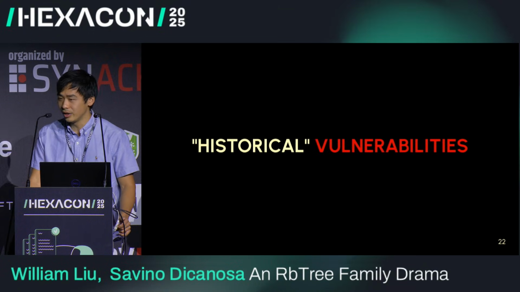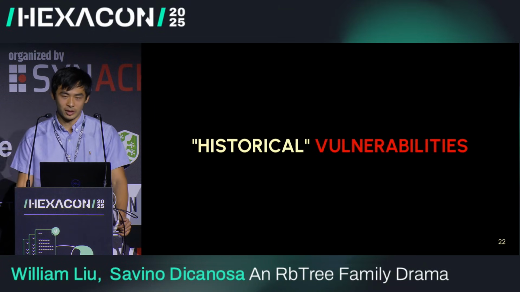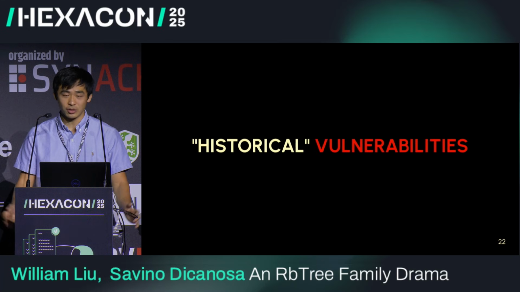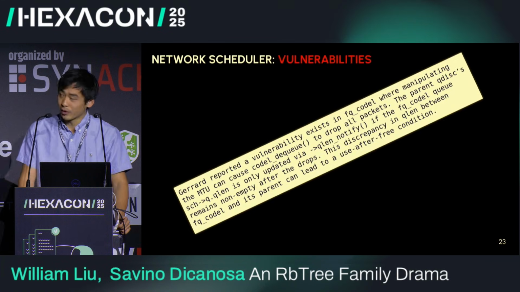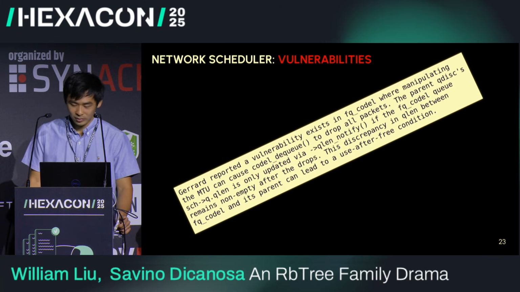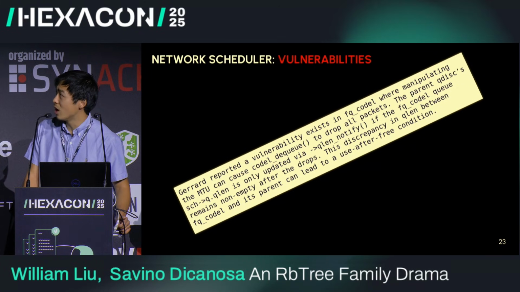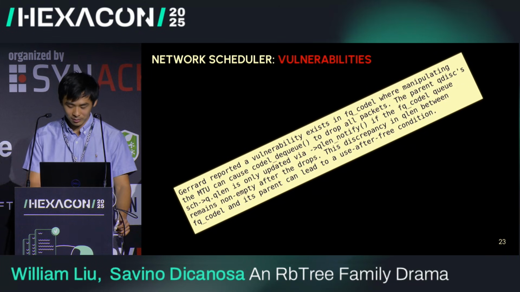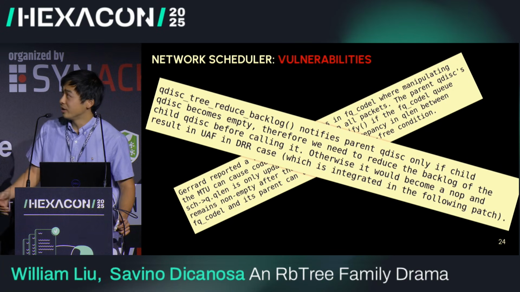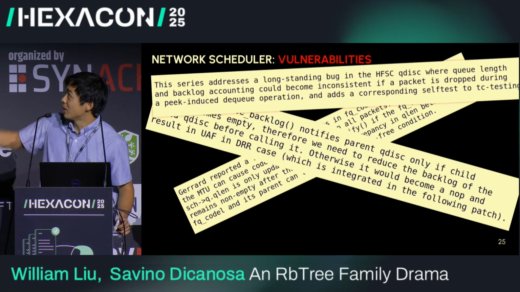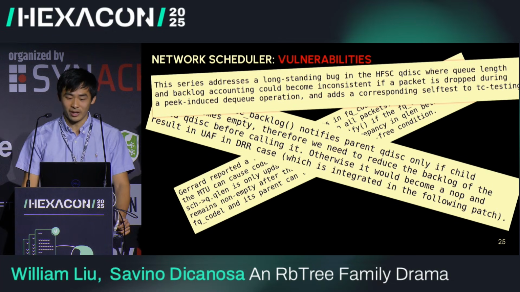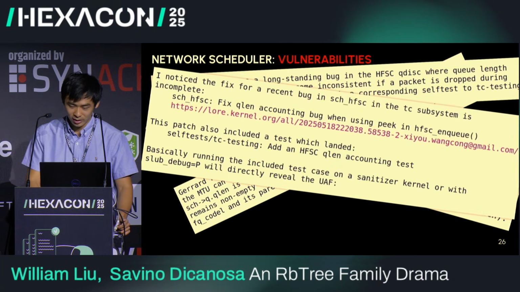So let's take a look at some of the historical vulnerabilities that the NetGet system has had. These are all snippets from the mailing list. The first one, there's a discrepancy between the parent and the FQ CoDel QDisc, and it causes a use after free. Another one, in this case, another use after free in the DRR QDisc. Oh, HFSC now, that's the one we're going to be targeting later. There's a bug there. Another use after free in HFSC.